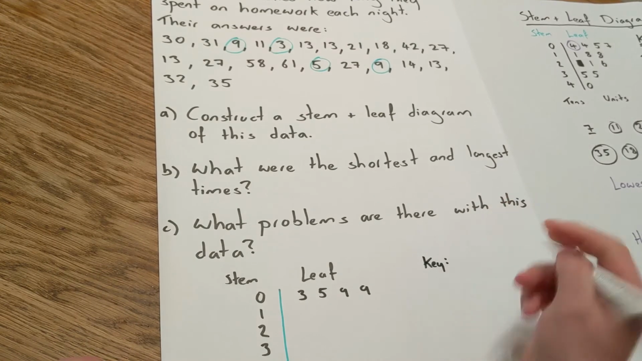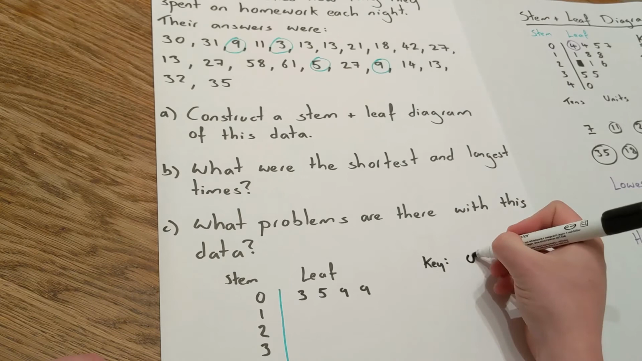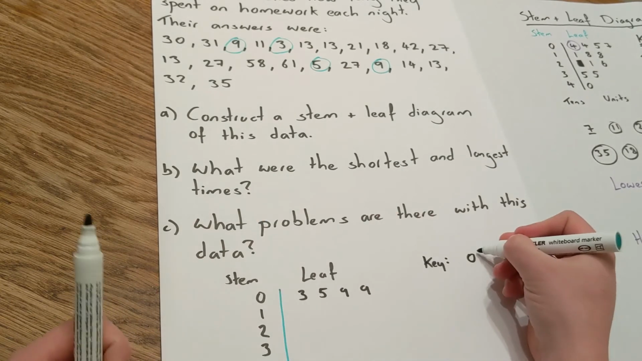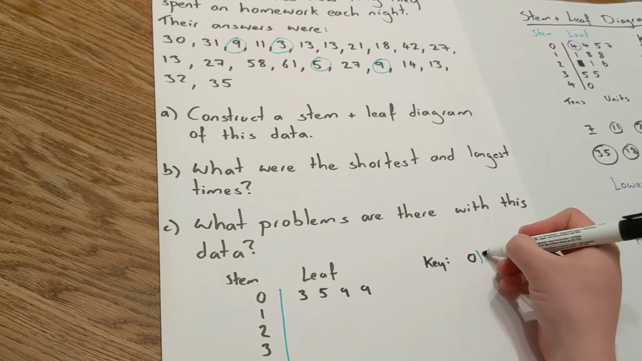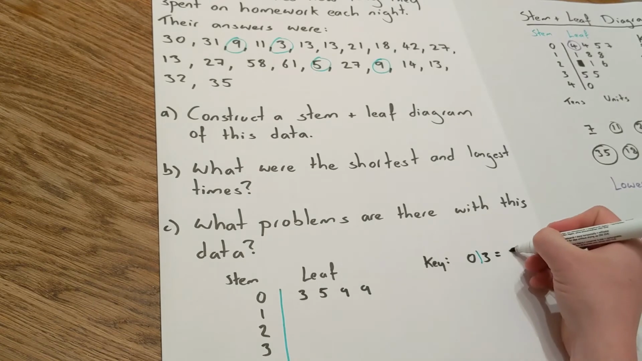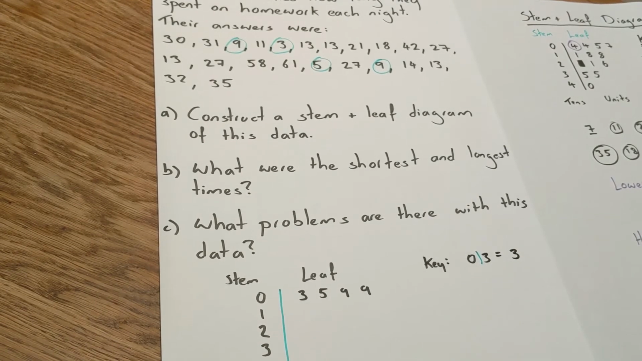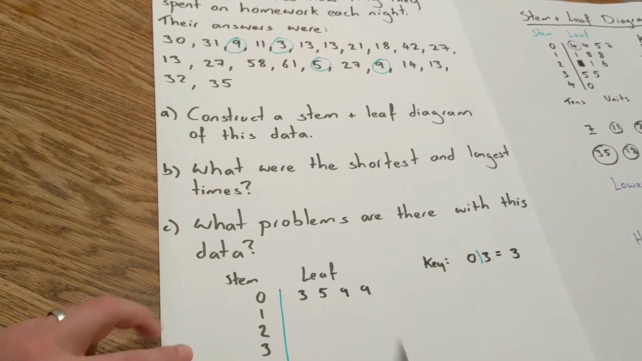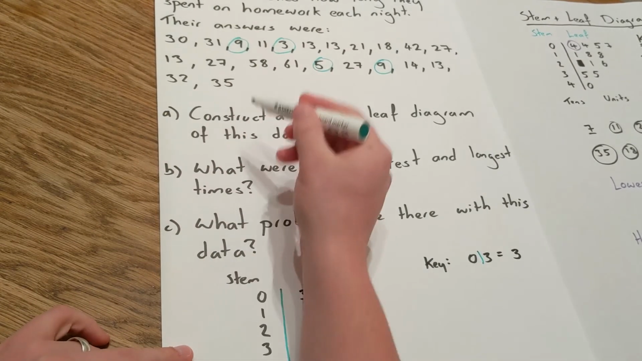So let's put a key and let's say that 0 line 3 equals 3. Okay, and again, we'll just go through and we'll do each of these. So now we're looking for tens, anything with 1 ten in it.